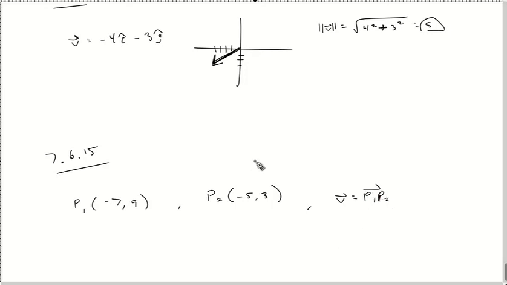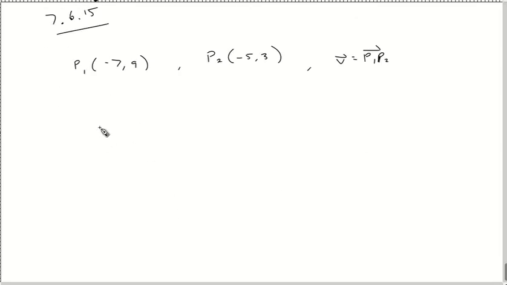So I'm going to draw this just so that you're understanding exactly what's going on, but you don't need to draw it to get the answer. Negative 7 comma 9 is somewhere up here. And then negative 5 comma 3 is somewhere right here. They're saying you're going from P1 to P2, and that's my vector right there. Now notice that my vector is not from the origin, right?